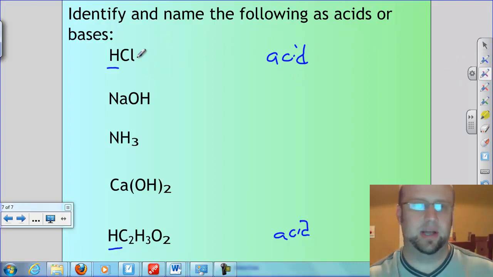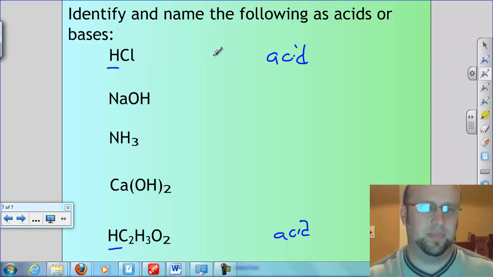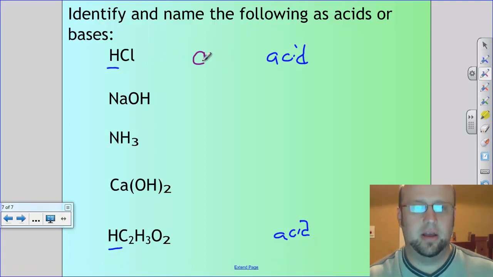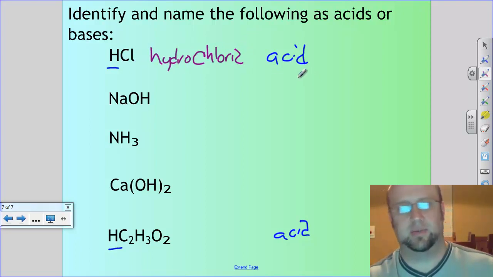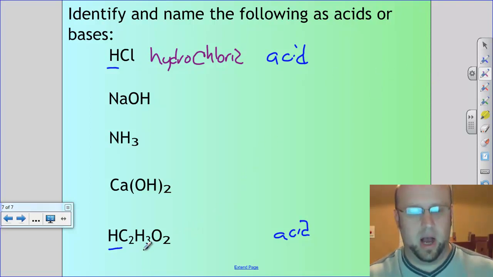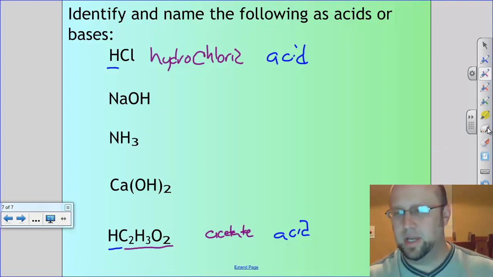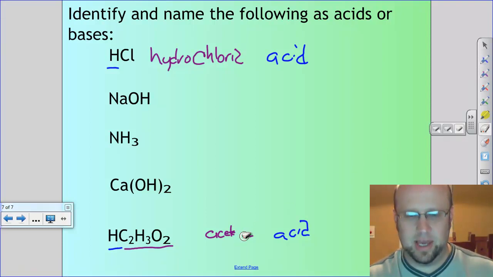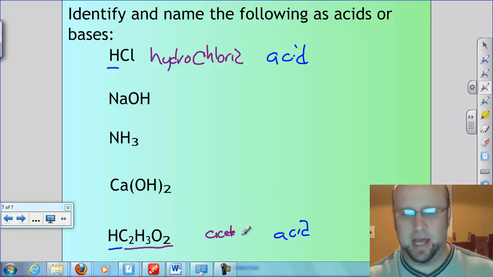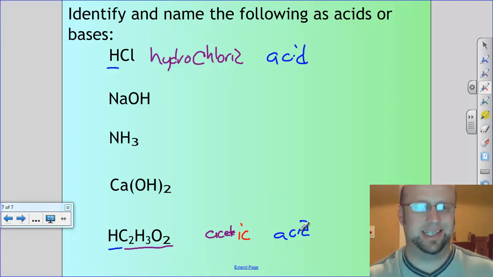So let's name this then. This is a binary acid, right? And so that would be chlorine. We know we're going to change the ending to IC, and since it's a binary, just two things in it, we're going to put a hydro in front of it. And that becomes hydrochloric acid, which is obviously one that we use a lot. Okay, look down here at the bottom. What is our polyatomic? It is acetate. It ends in ATE, so I want to get rid of the ATE and add an IC on the end of it. So that becomes acetic acid. That's the stuff that's in vinegar. Okay, so those are pretty simple.